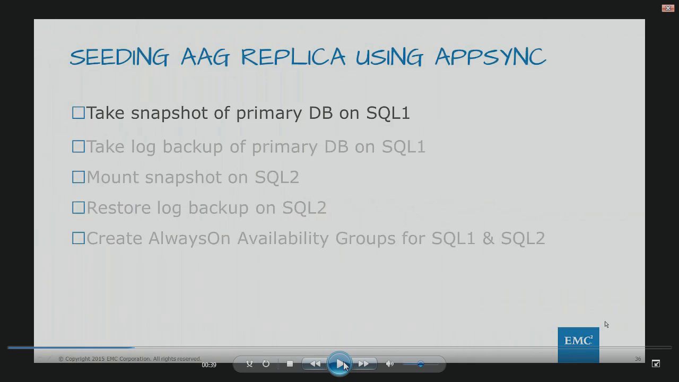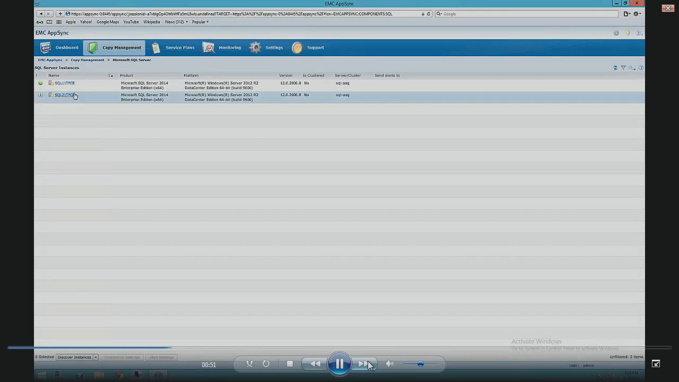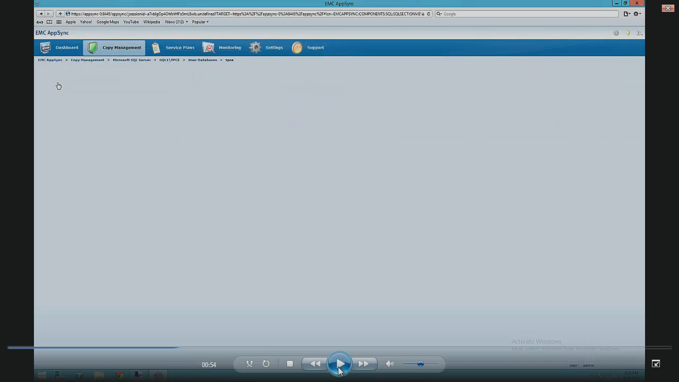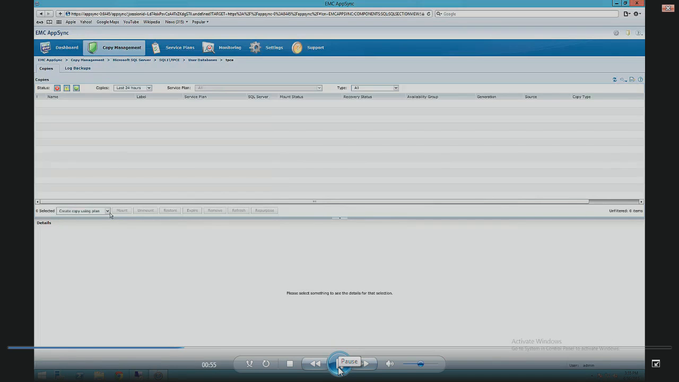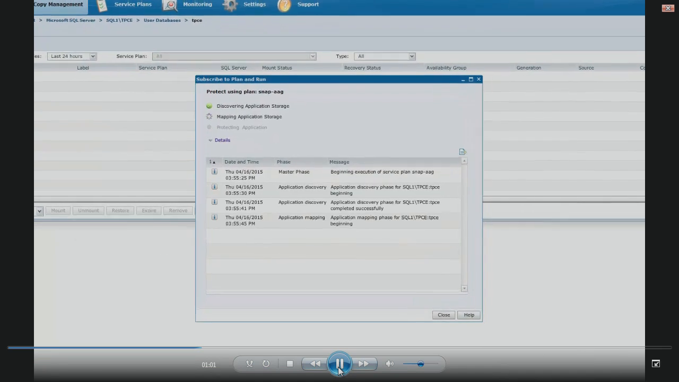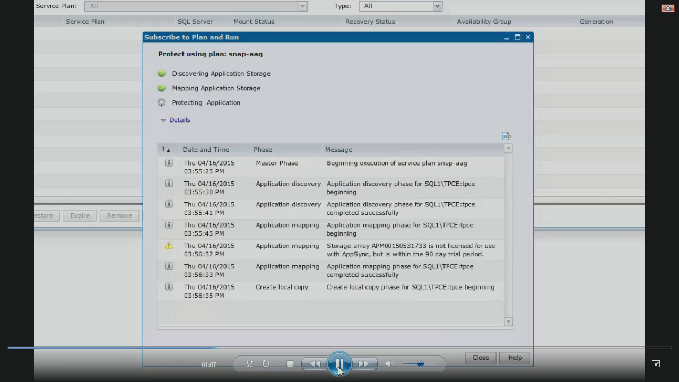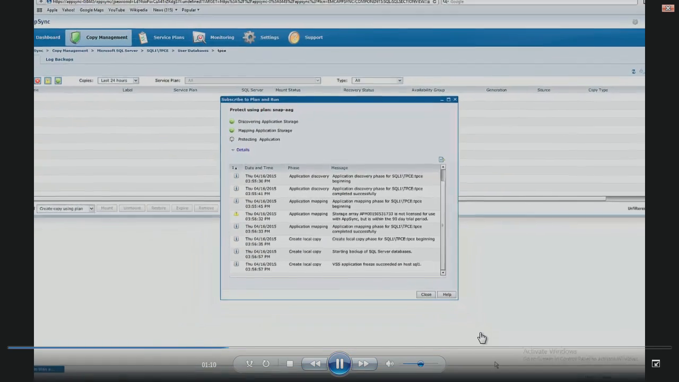So I'm going to follow the typical steps to deploy an Always On secondary replica. The only difference is that instead of using the traditional backup and restore method, I'm going to do a snapshot backup. It's a 5-step process, and I'm going to use a tool called EMC AppSync to do an application consistent backup. So log on to AppSync. I have a service plan created for taking the snapshot backup. I'm going to use that plan, and it's going to take an application consistent snapshot backup for me. This is going to take about a minute.